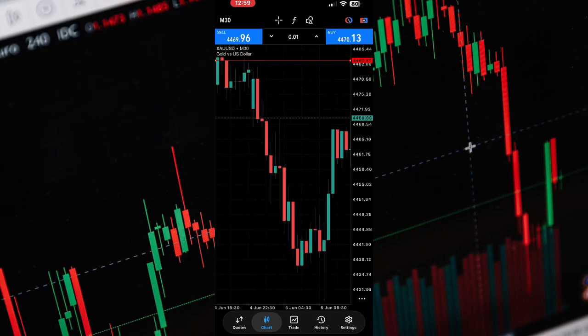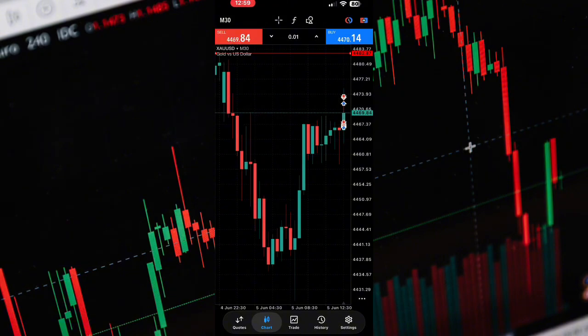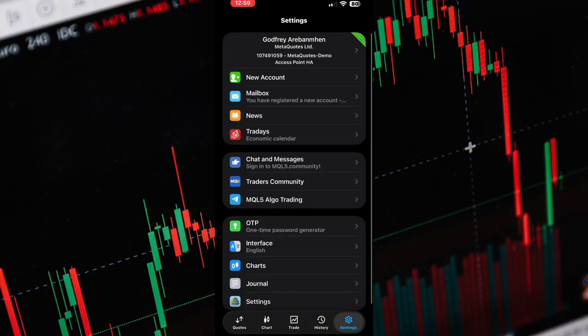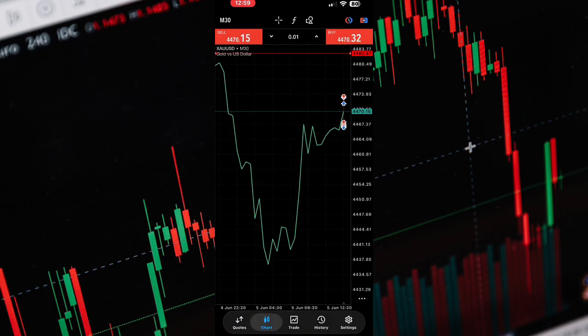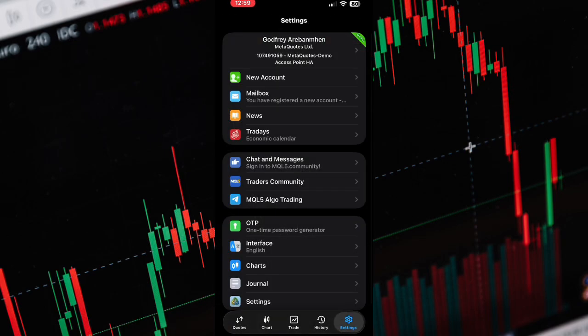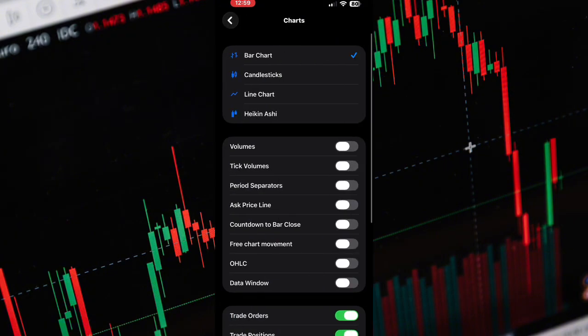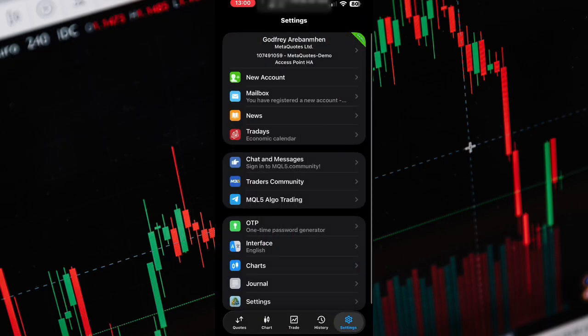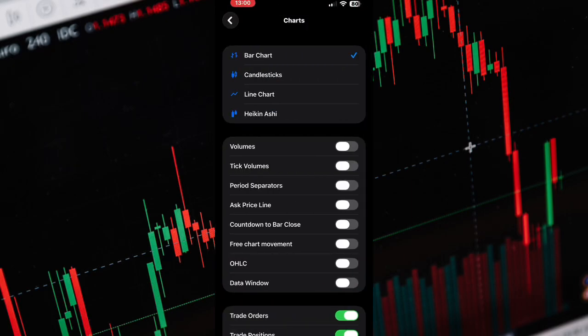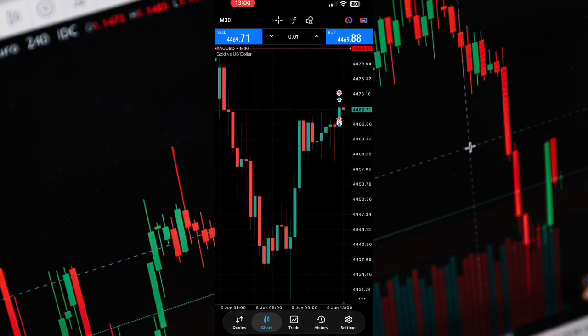There are other chart patterns that you can find in MetaTrader 5, but I prefer to use the candlestick. We have the line chart pattern, just like this. We also have the bar chart, but I prefer using the candlestick pattern. The candlestick pattern is very easy. It shows you the top, it shows you the bottom. It's very easy to understand and very easy to read. It shows you where the market started from and where it ends, depending on the time frame you are using.